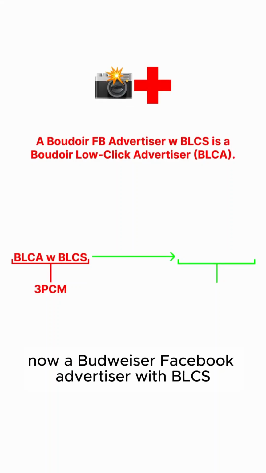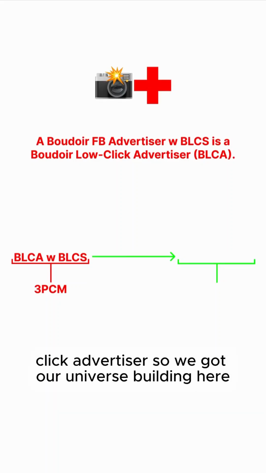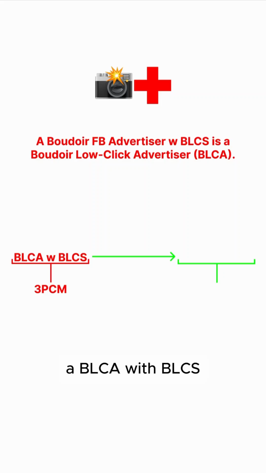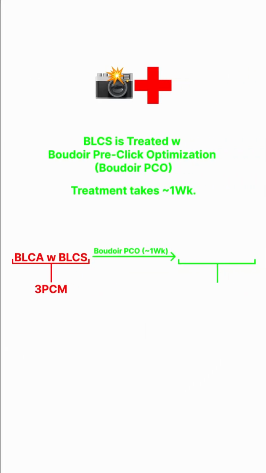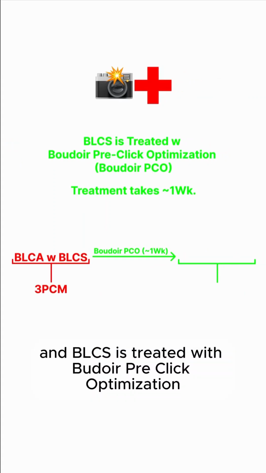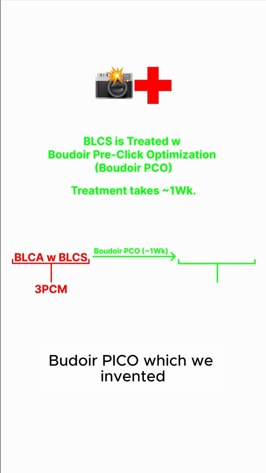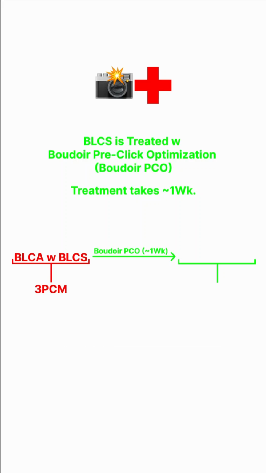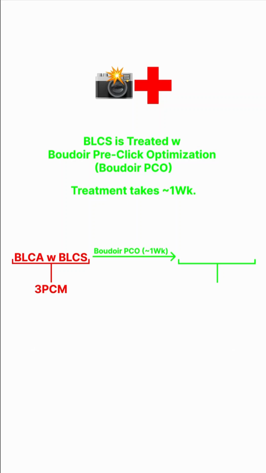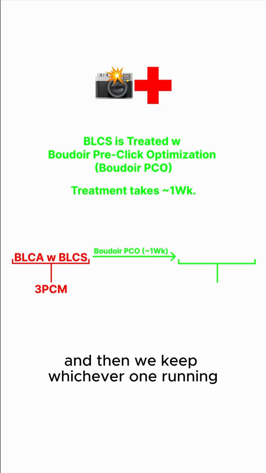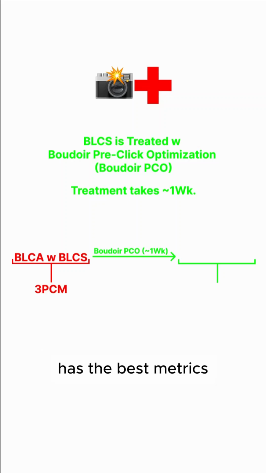Now, a boudoir Facebook advertiser with BLCS is a boudoir low-click advertiser. So we got our universe building here. A BLCA with BLCS is caused by the 3 pre-click mistakes. And BLCS is treated with boudoir pre-click optimization, boudoir Pico, which we invented. And treatment takes about a week. So we duplicate the current ad, we leave the original, and we treat the duplicated ad for a week, and then we keep whichever one running has the best metrics.